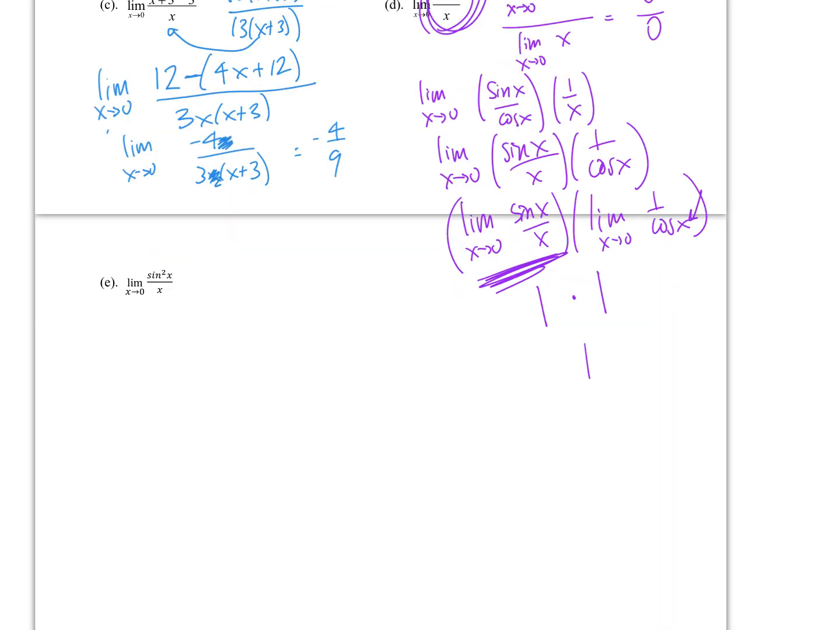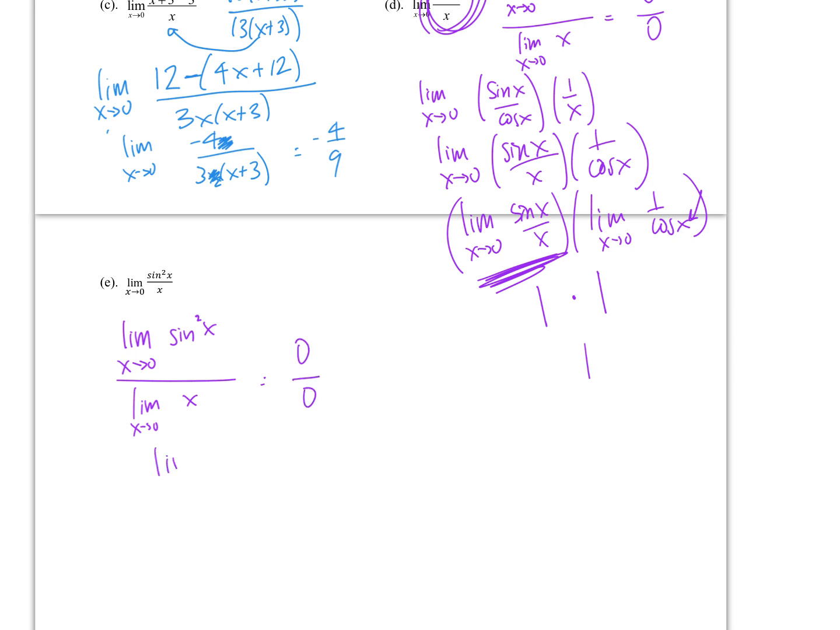Okay, we're on the last example for today. Let's break this apart using the quotient rule. The limit as x approaches 0 of sine squared of x over the limit as x approaches 0 of x. Sine of 0 is 0. And even if you multiply it times itself, it's still 0 over 0. This is the indeterminate form.